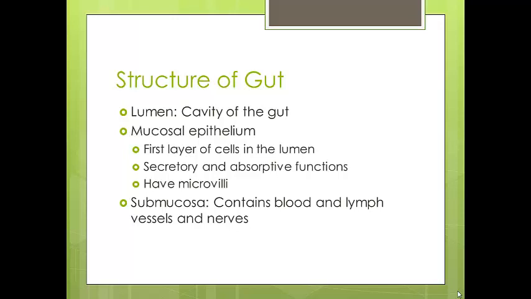Greta, what's the submucosa? The submucosa contains blood and lymph vessels and nerves that have sensory functions. Really, nerves have sensory functions?